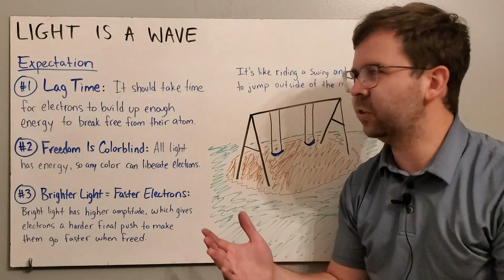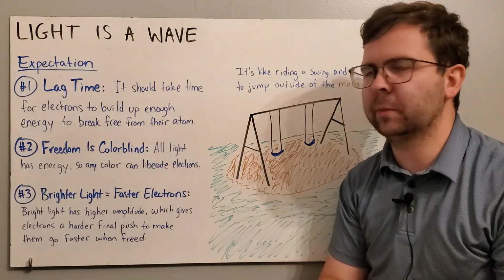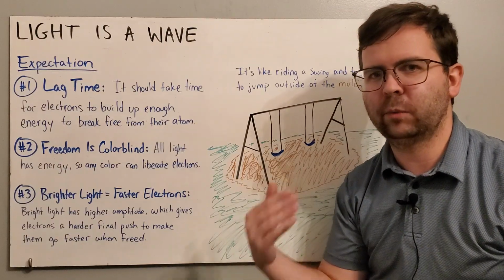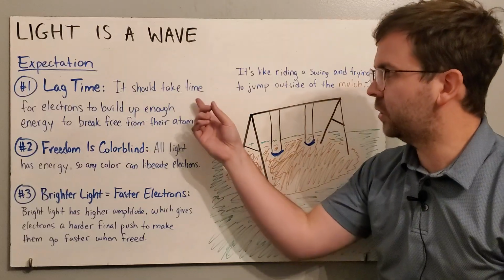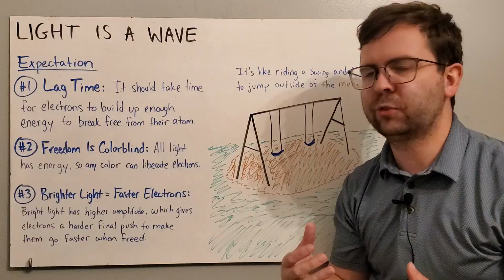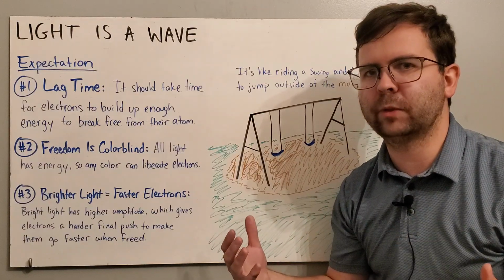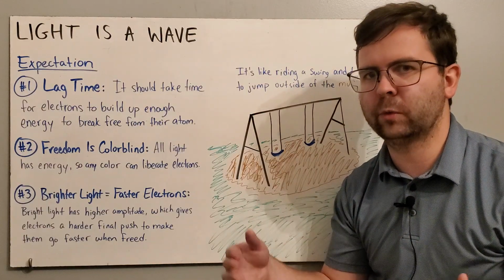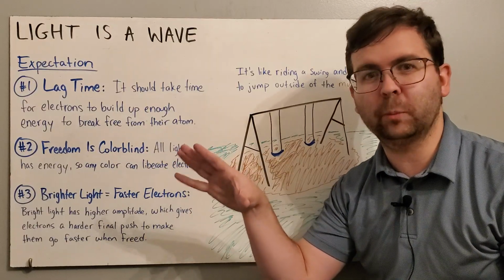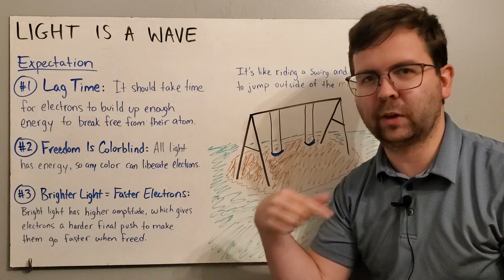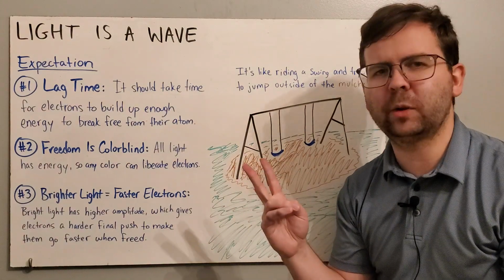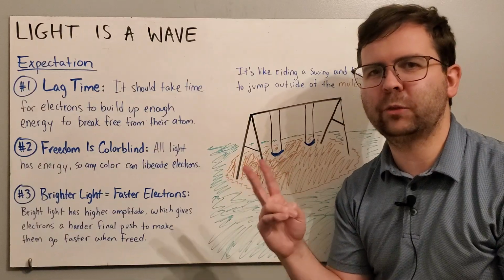The first expectation is that there's going to be some lag time between when you shine the light on it and when the electrons actually are freed. It should take time for electrons to build up enough energy to finally break free and jump off of their atoms and start moving through the circuit. So you shine the light and you have to wait a few seconds or maybe a few minutes for there to actually be any electricity going through the circuit. That's expectation number one.